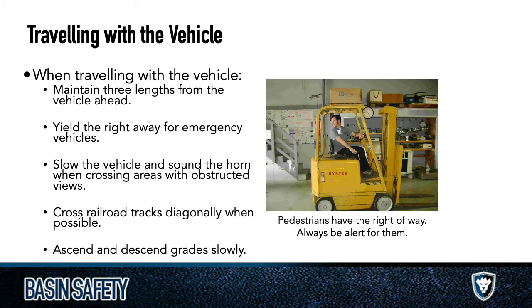So traveling with the vehicle, again, we talked about your dynamic stability. So the higher you lift that load, the less stable you're going to be. Some of these are not just for powered industrial trucks, but anything. If you're going over railroad tracks, probably shouldn't be doing that with a forklift. But especially, if you're out there on location and you're nearby a track and you have a telehandler, these rules do apply to you. Obviously, you want to yield the right of way for emergency vehicles, maintain 3 lengths from the vehicle ahead.